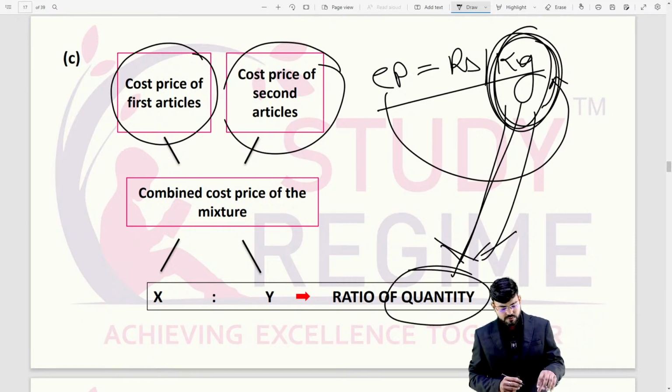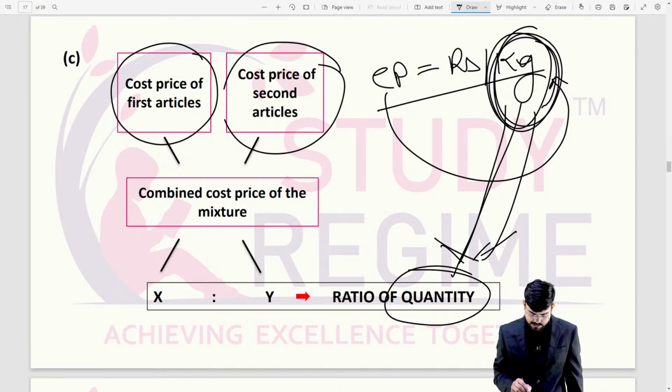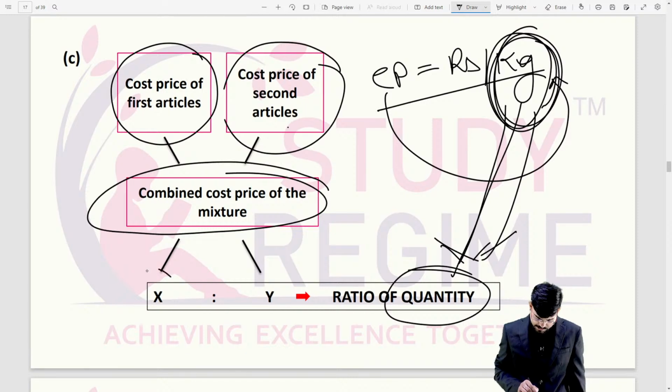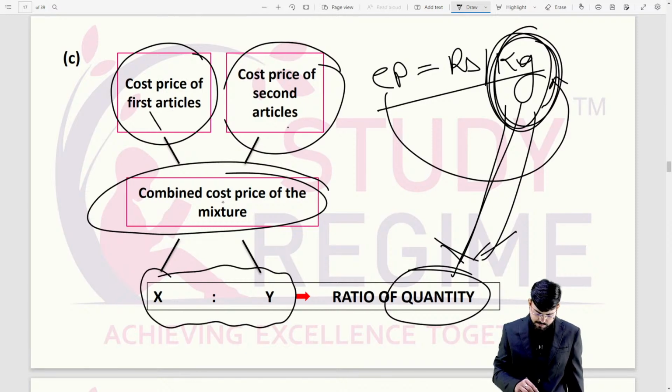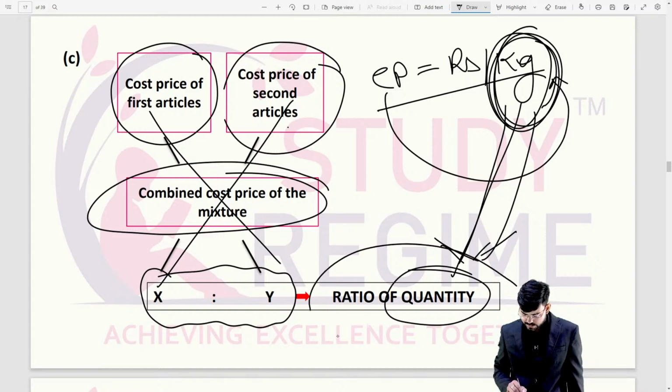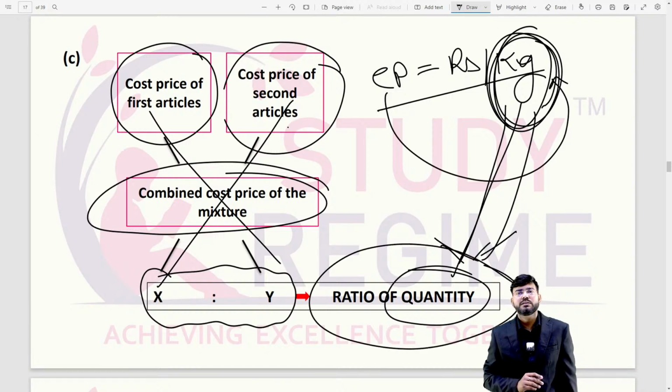Now the cost price of the first article and the cost price of the second article are mixed together. There will be a combined cost price. Again you will get a ratio like this. After subtracting from here and there, you will get the ratio of the quantity.